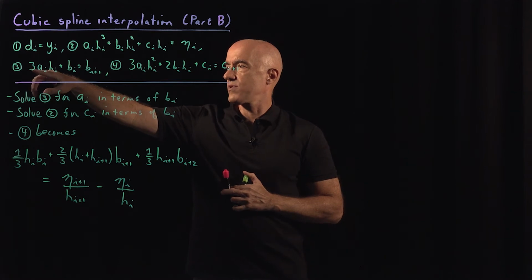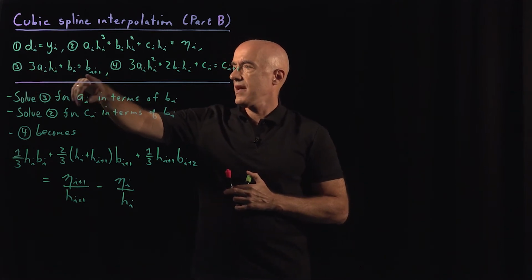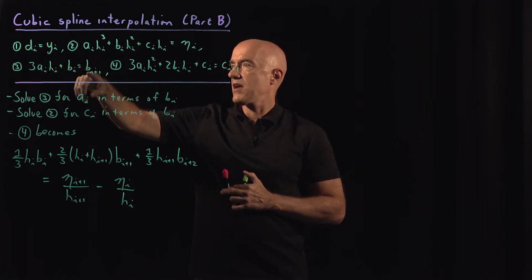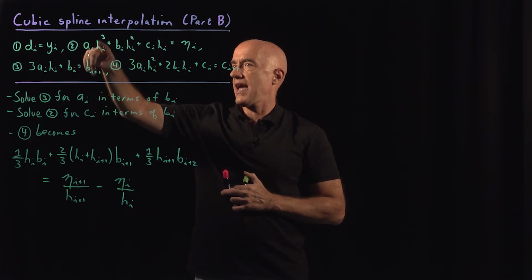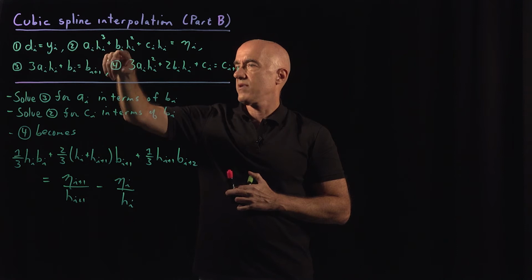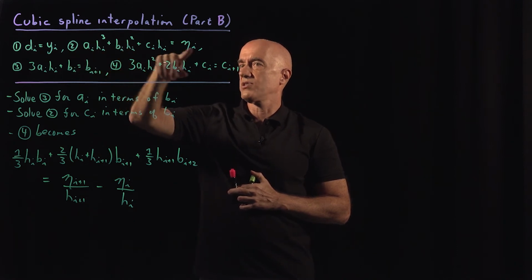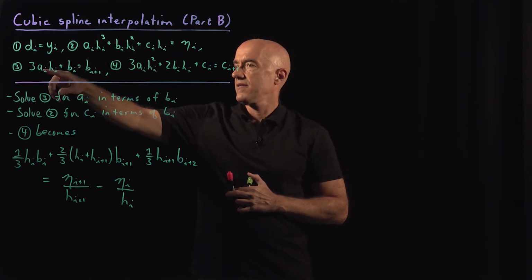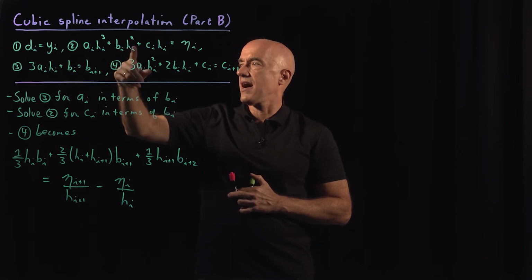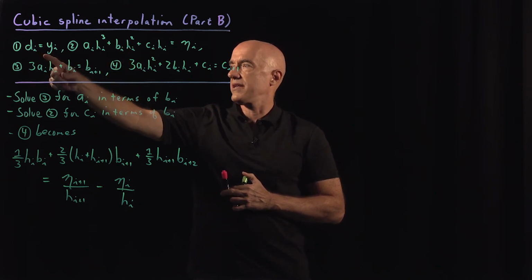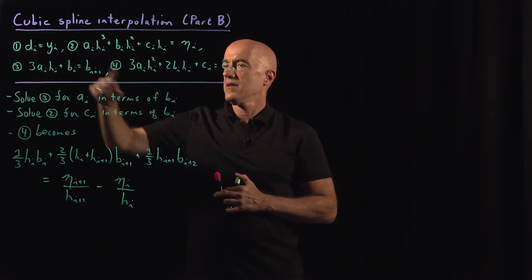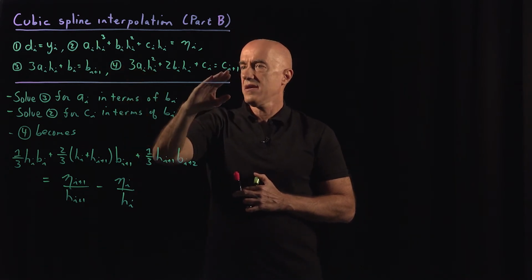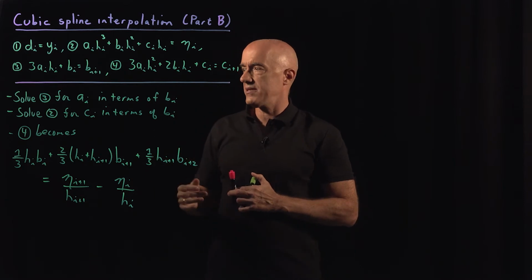We can start with equation number 3 and solve for ai in terms of the b coefficients. And then we can move to equation number 2. So the ai are known in terms of the b's, so we can solve equation 2 for ci in terms of the b's. The di's are already eliminated with equation 1. And then we can plug all of that into equation 4, and equation 4 then becomes an equation just for the b's.